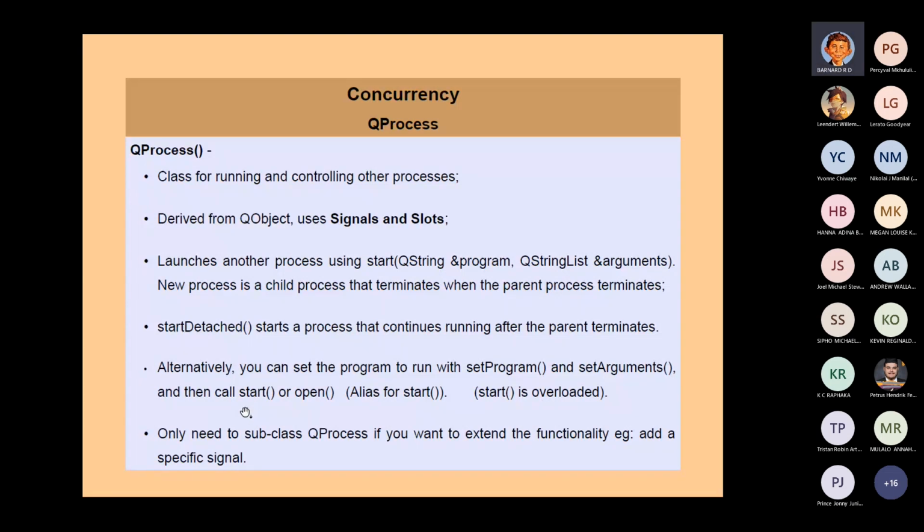Now, just something to be careful of, the way threads and processes are handled in the prescribed book is, well, to put it bluntly, pretty wrong. You will very rarely, if ever, need to subclass QProcess. You only need to if you want to extend the functionality, for example, add a specific signal. But in the normal course of events, you will never need to subclass QProcess. You just want to run another program as a process. So don't pay too much attention to the examples in the prescribed book, rather look at the Qt documentation.